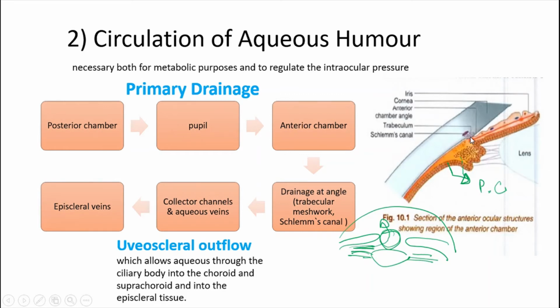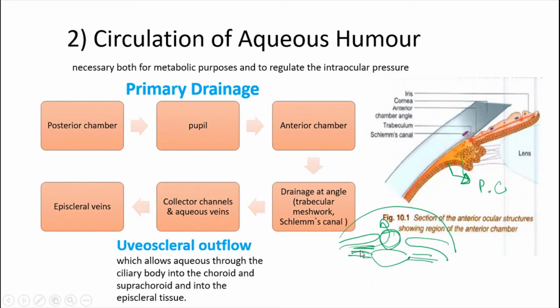From the trabecular meshwork, it will go into the Schlemm's canal, and from the Schlemm's canal, it will go into various collector channels and aqueous veins, and finally, this aqueous humor will drain into the episcleral veins. Fine. So this was the primary drainage. I'll just repeat it in short once again.